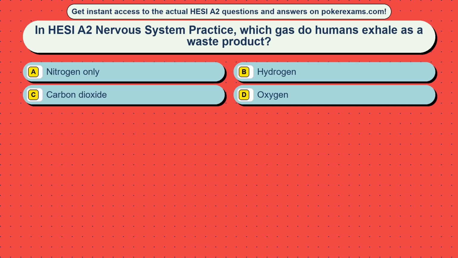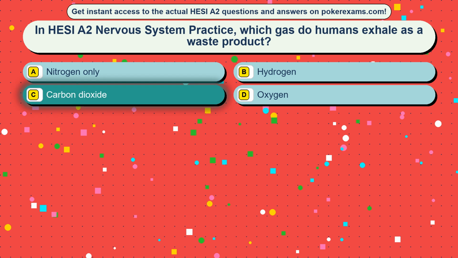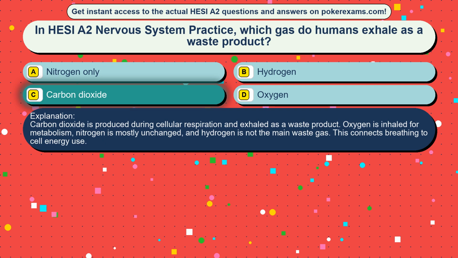Question 43. In HESI A2 nervous system practice, which gas do humans exhale as a waste product? Option A, nitrogen only. Option B, hydrogen. Option C, carbon dioxide. Option D, oxygen. The correct answer is option C, carbon dioxide. Carbon dioxide is produced during cellular respiration and exhaled as a waste product. Oxygen is inhaled for metabolism, nitrogen is mostly unchanged, and hydrogen is not the main waste gas. This connects breathing to cell energy use.